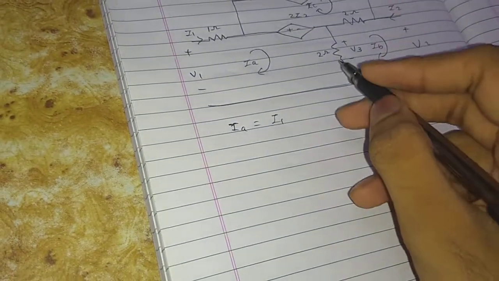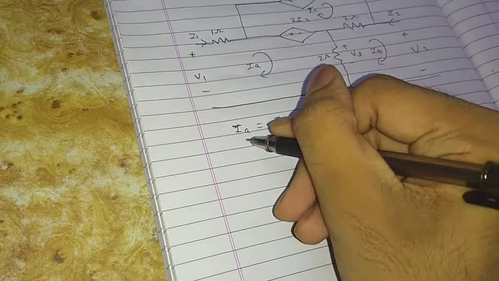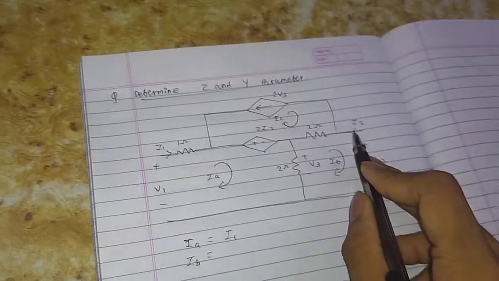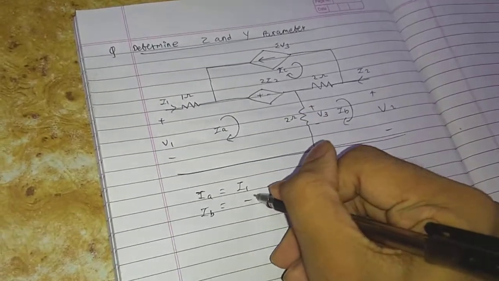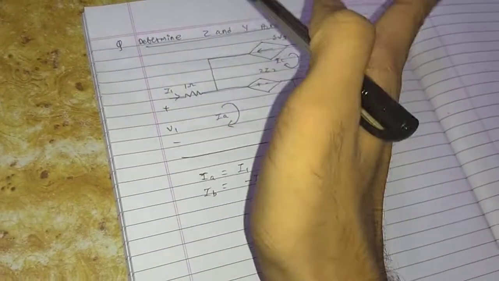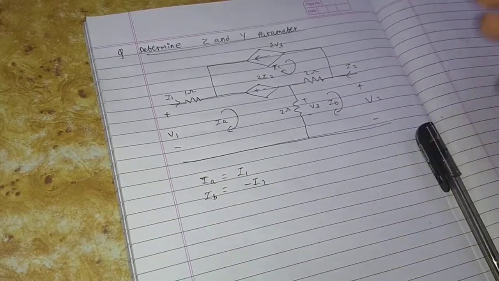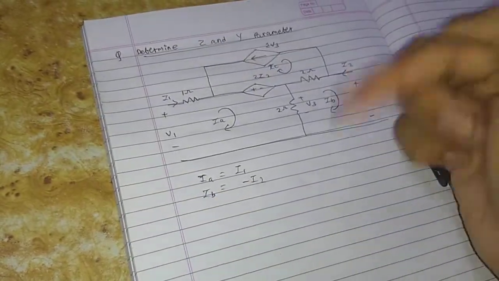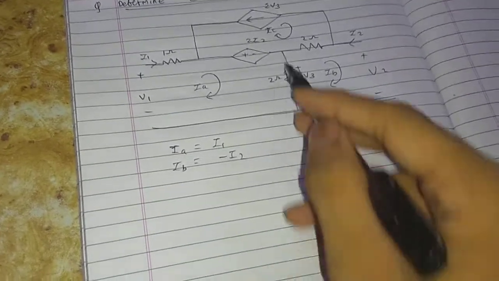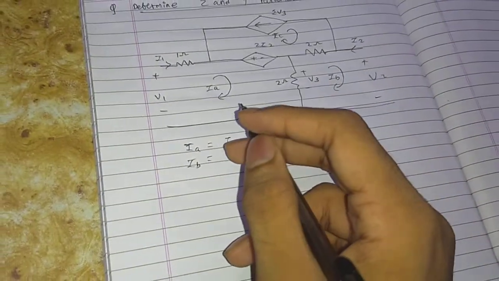IB equals, this is going in the opposite fashion, so minus I2. See, IB is going in a clockwise direction, and I2 is going anti-clockwise, so that's why minus I2. Remember this.